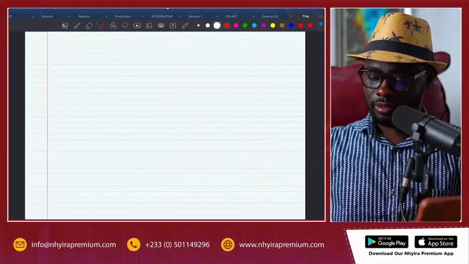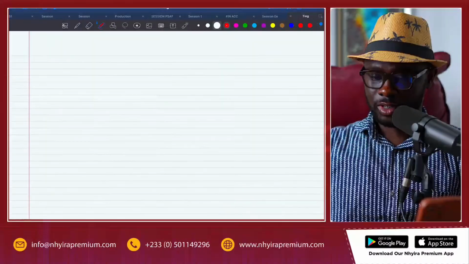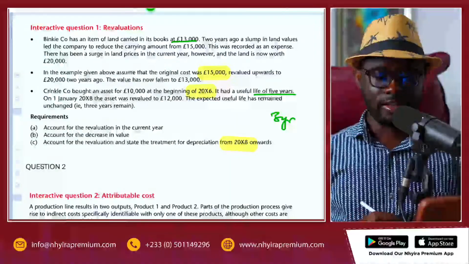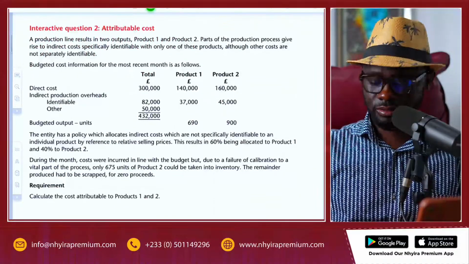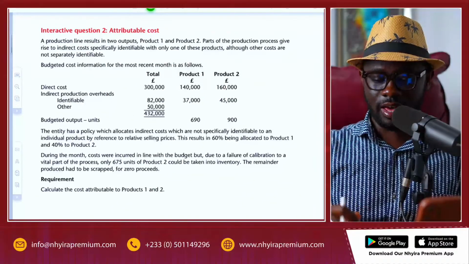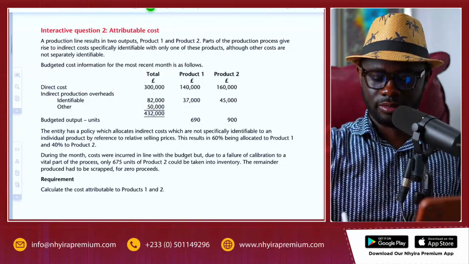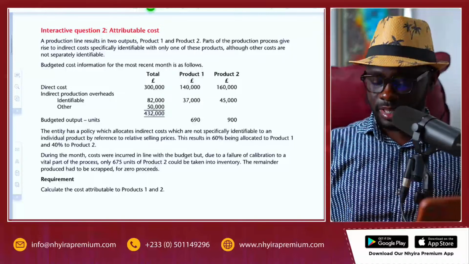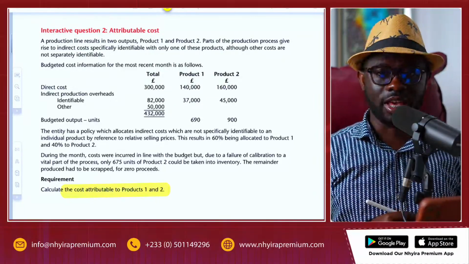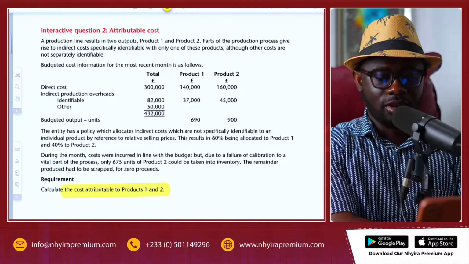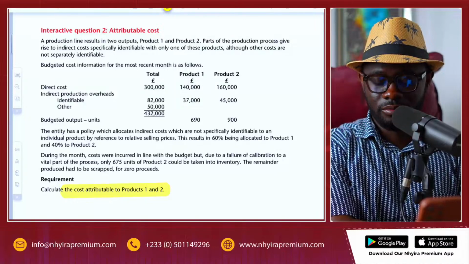So let's look at the next question here, which is going to be IAS 2, inventories. This is the next question. IAS 2, inventory. Let's look at it. It says, calculate the cost attributable to products 1 and 2. Calculate the cost attributable to products 1 and 2. Stay with me carefully on this one.